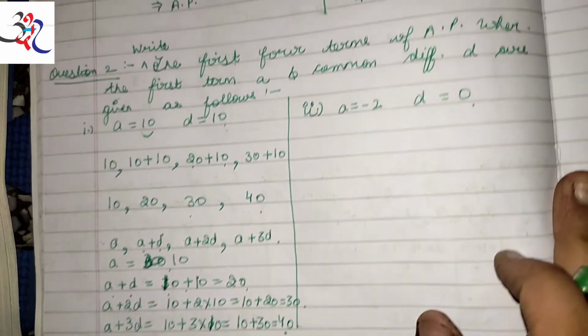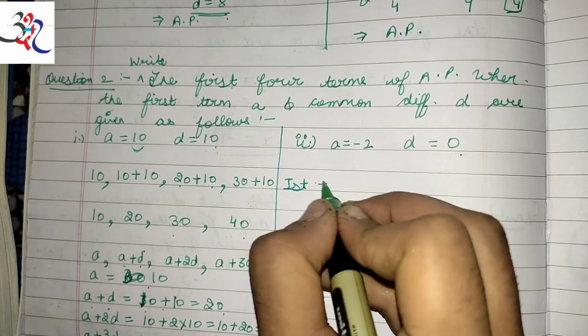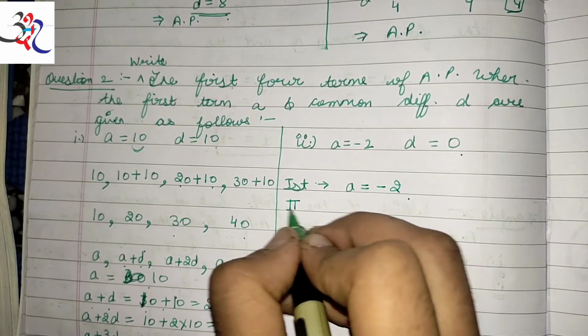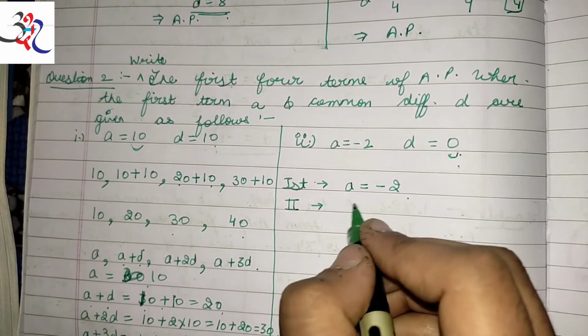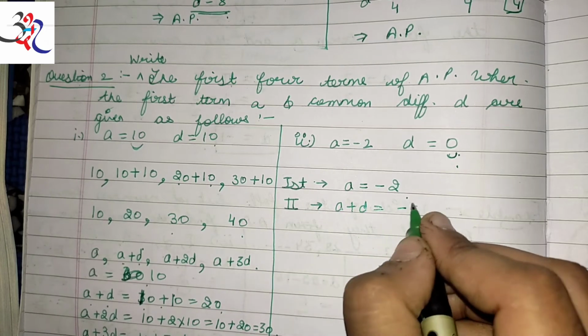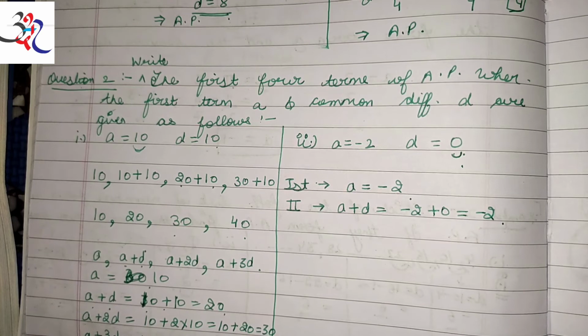Similarly, in the second part, how can we find out? We can write our first term as it is. First term is minus 2. Then the second term: the common difference is given to you as 0. So what will be my second term? a plus d, which is equal to minus 2 plus 0, which is also equal to minus 2.